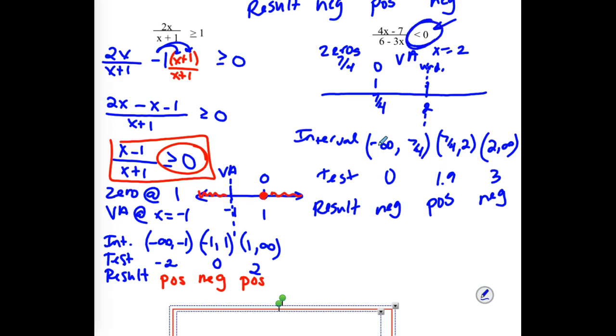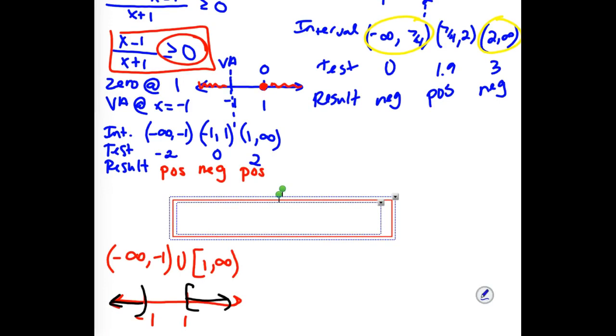If we have to be less than 0, it means we just want the places where we're negative. Yes? So we want this interval and this interval. Do we include any of the endpoints? No, because we couldn't equal 0, right? And we can't be in the undefined section. All right, so final solution would be from negative infinity to 7/4, and then jumping over and picking it back up in the 2 to infinity section. Okay.